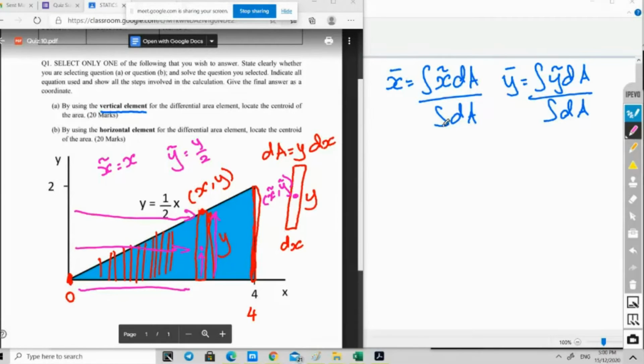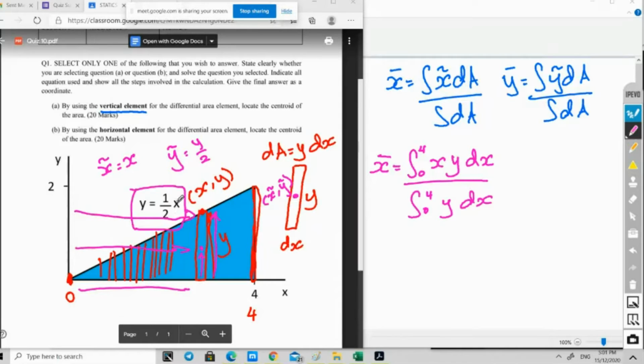So based on that, you can just plug into your equation, right? From here, you have x bar equal to integration with the limit from 0 to 4, and then x wave is x. So x and then y dx, over integration from 0 to 4 of y dx. Obviously, you have to convert this y into x by using the equation here, right?